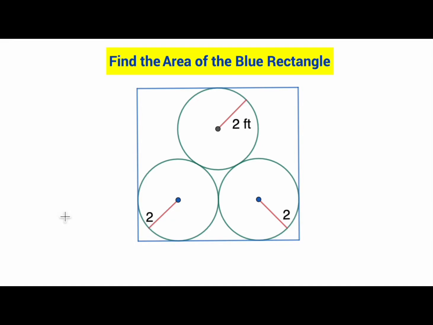All right. In this problem, we're going to find the area of the blue rectangle. And we have three circles that are congruent to each other inside the rectangle. They are tangent to each other and also tangent to the rectangle.